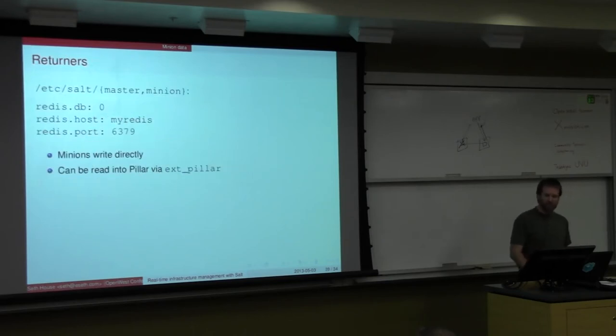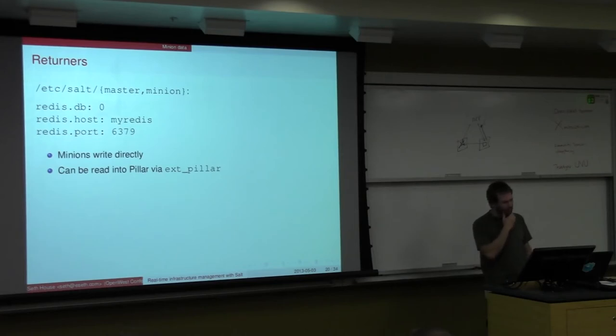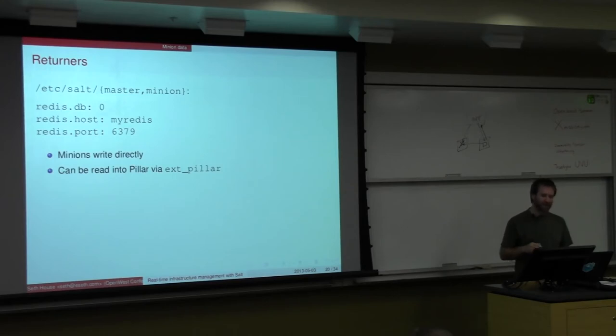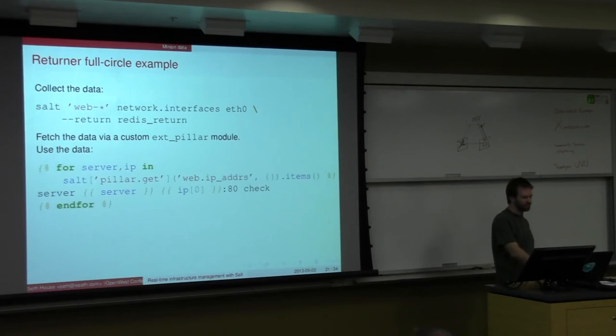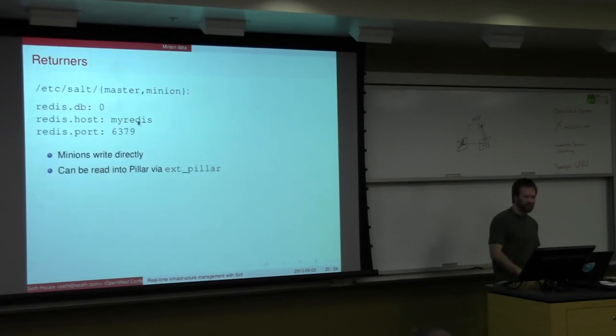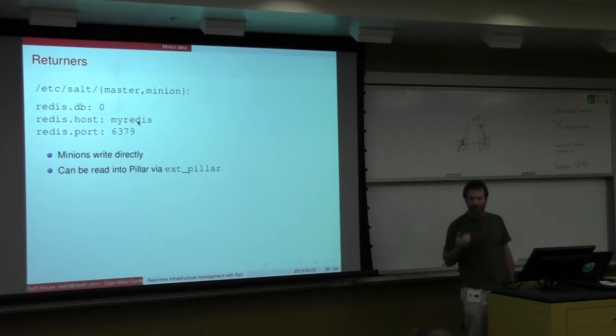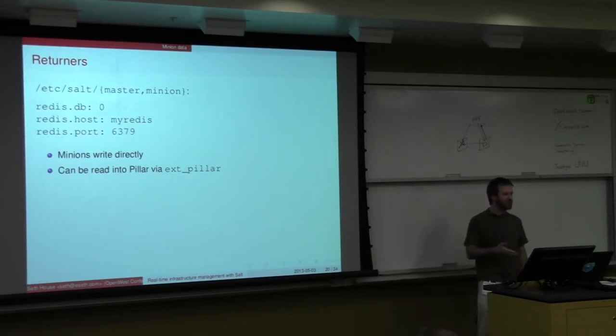So let's talk about returners now. A bit of a different beast than the peer interface or Salt Mine. When you run a command in Salt, the return from that command is just output to your terminal. If you specify a returner, either here on the CLI, like this, you can do --return and the name of the returner, or if you specify it in your config file, for example, that also takes the return from that command that you've run, and it puts it into a data store of your choosing.